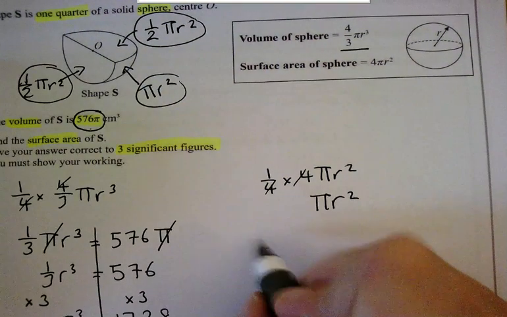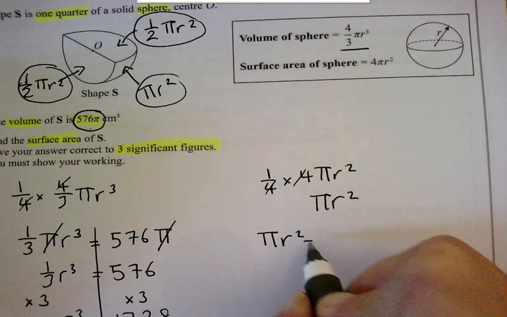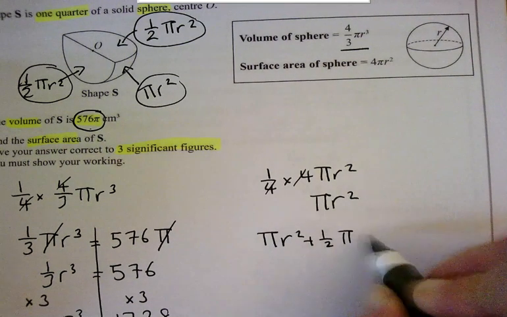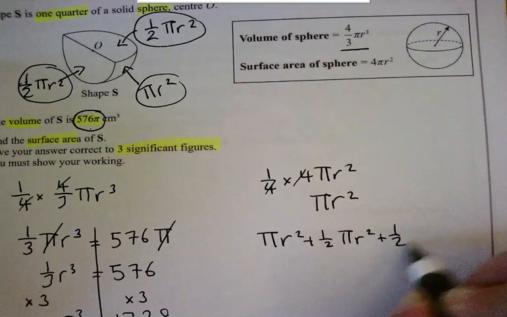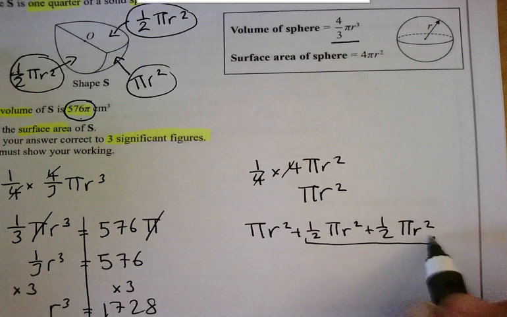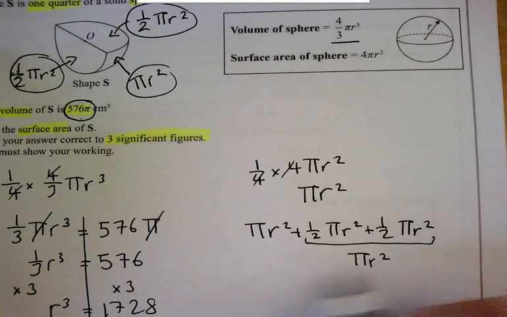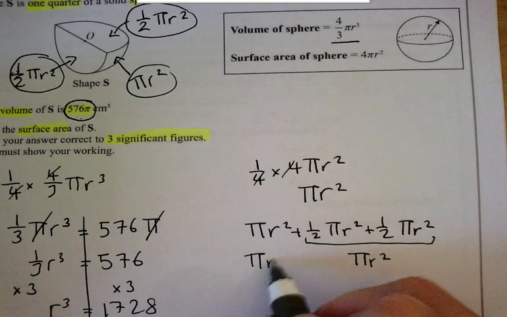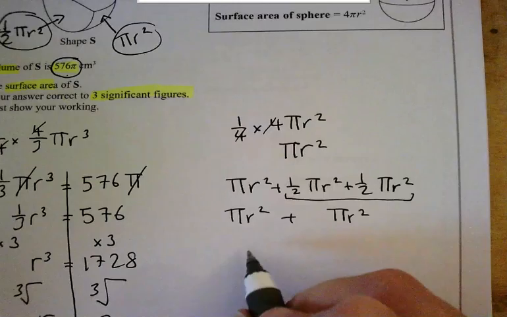faces. So I'm going to have pi r squared plus a half pi r squared plus a half pi r squared, which is going to be, these would add together to be 1 whole pi r squared. So altogether I have got 2 pi r squared.